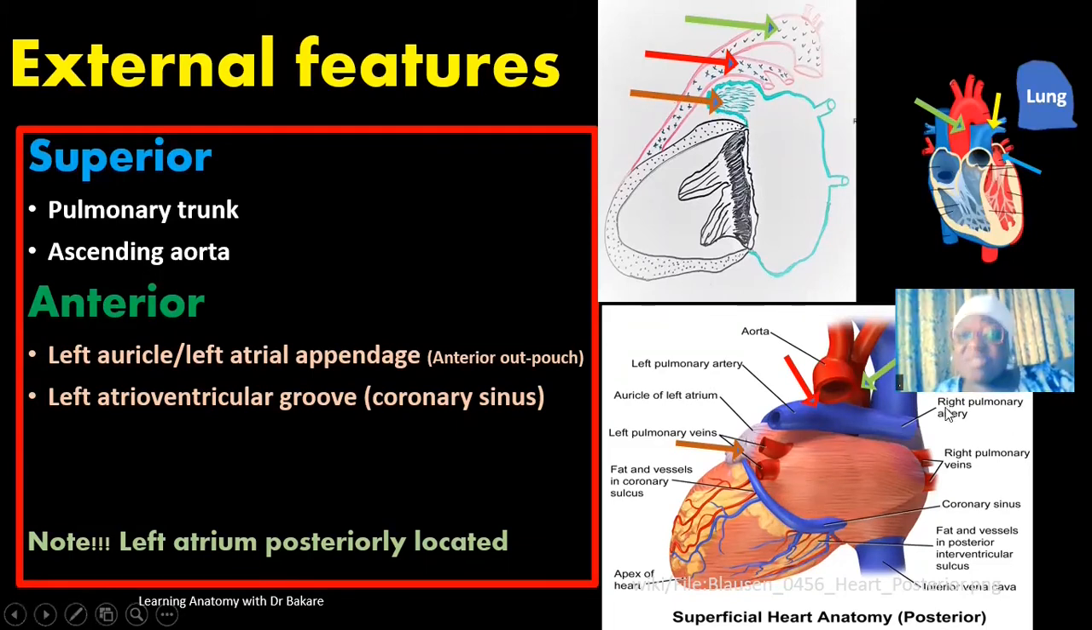that is created in the anterior part of the left atrium. Another structure that is seen in the anterior part of the left atrium is the left atrioventricular groove, which means the groove that separates the left atrium from the left ventricle.